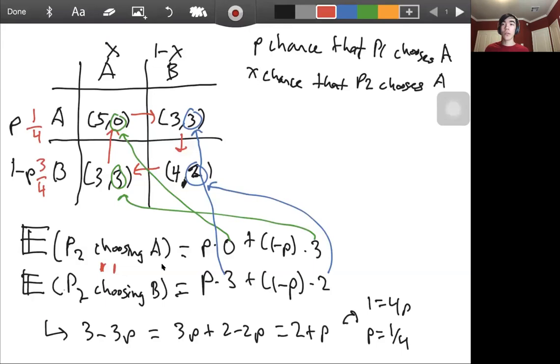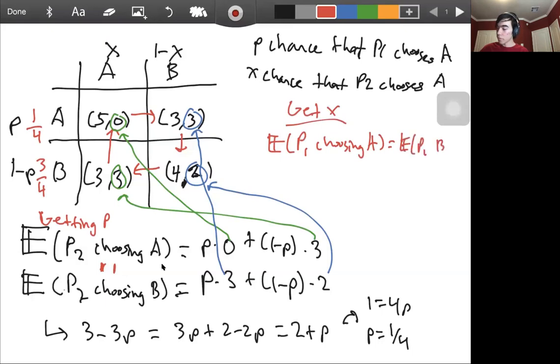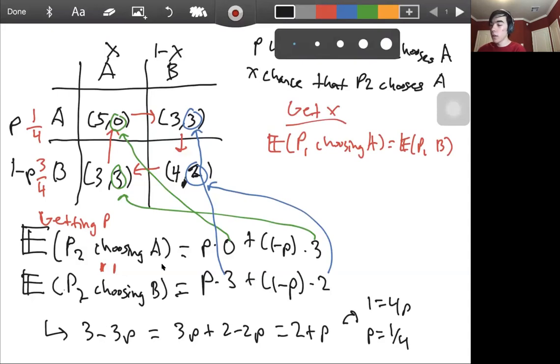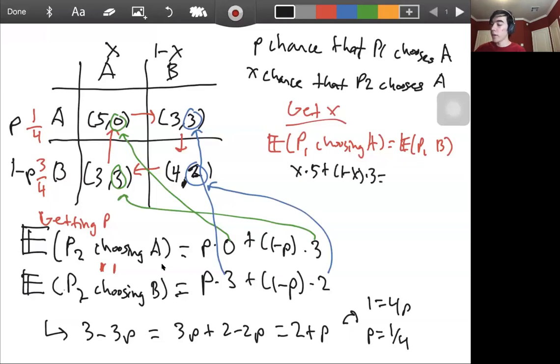Now to get what X is, we have to go the opposite direction. So far we've been getting P. To get X, we have to set the expected value of P1 choosing A equal to the expected value of P1 choosing B. Now it's the same process as below. If P1 chooses A, there's X times 5 plus 1 minus X times 3. And on the right, it's X times 3 plus 1 minus X times 4. So if we solve, we get 3 plus 2X is equal to 4 minus X. So 3X is equal to 1. So X is 1/3.